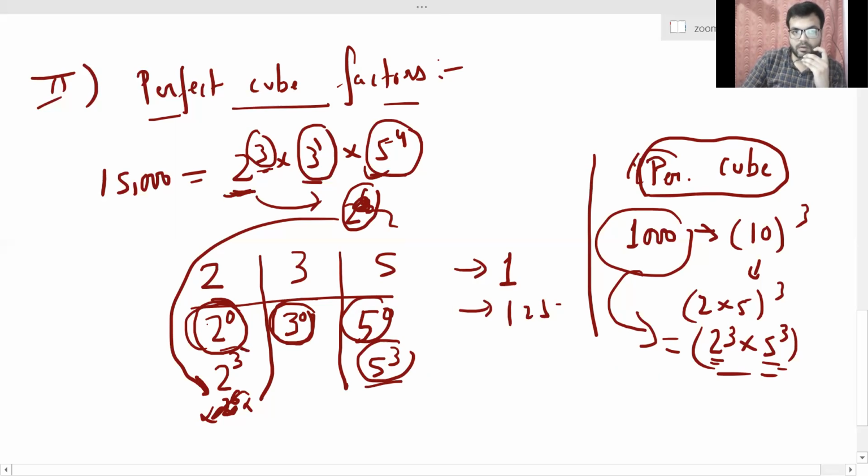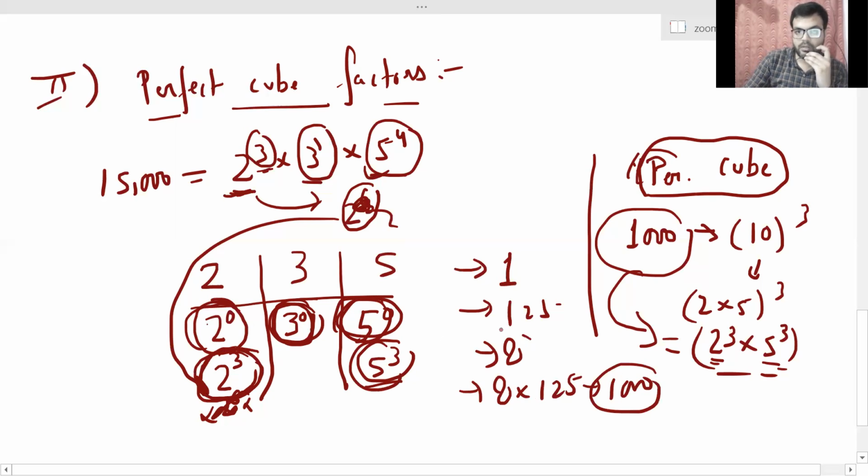Okay. Now the third perfect cube factor. Go to the first column and take the second number. It is 2 cube. Second column, this one. Third column, take this one. So you will get 2 cube into 1, that is 8. And then this 2 cube, 3 power 0, and 5 cube. This will be your 8 into what? 125, right? So it will be 1000. Okay. So all the perfect cube factors are these: 1, 125, 8, and 1000. So these are 4. Okay.